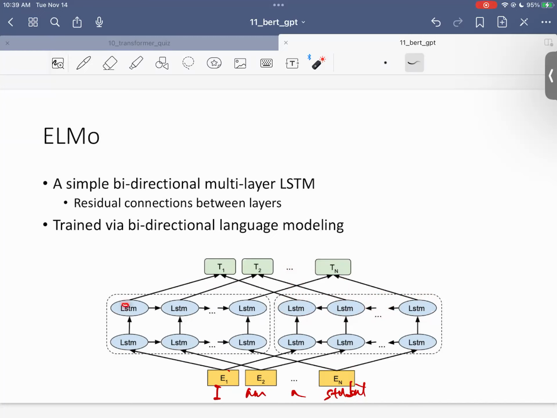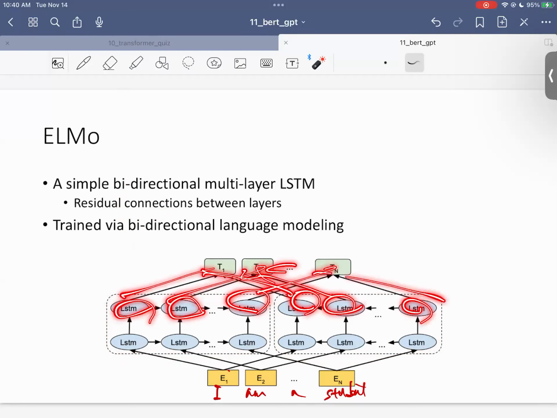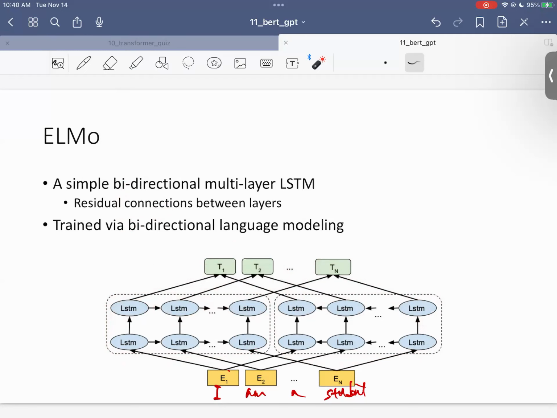So you have one stack of LSTM that goes forward and does language modeling in the forward direction, and you have another LSTM that goes backward and does reverse language modeling. So that's how you train them separately. And once you've trained them, you just remove the softmax layer. You don't need it anymore. That was just for training. And then you only take the LSTM and their hidden layers, concatenate them, and that's how you would obtain your contextualized word embeddings.